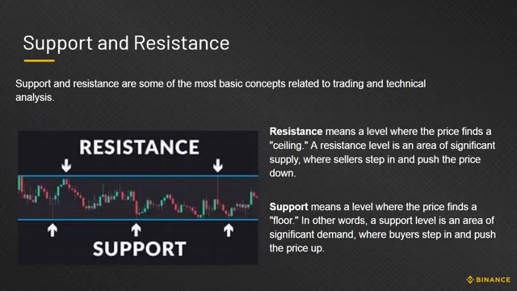Support and resistance are the most basic concepts related to trading and technical analysis. Resistance means a level where the price finds a ceiling. A resistance level is an area of significant supply whereby sellers step in and push the prices down. Support means a level where the price finds a floor. In other words, a support level is an area of significant demand where buyers step in and push the price up. That means at that point they are buying more, and at this resistance point they are selling off. That's just to explain it in a nutshell.